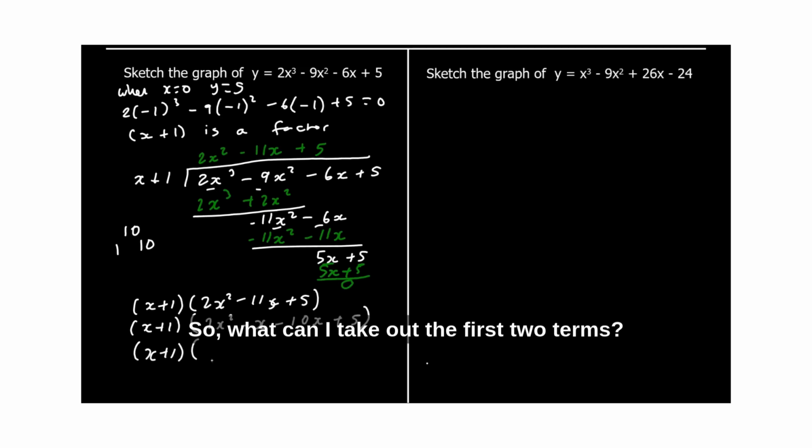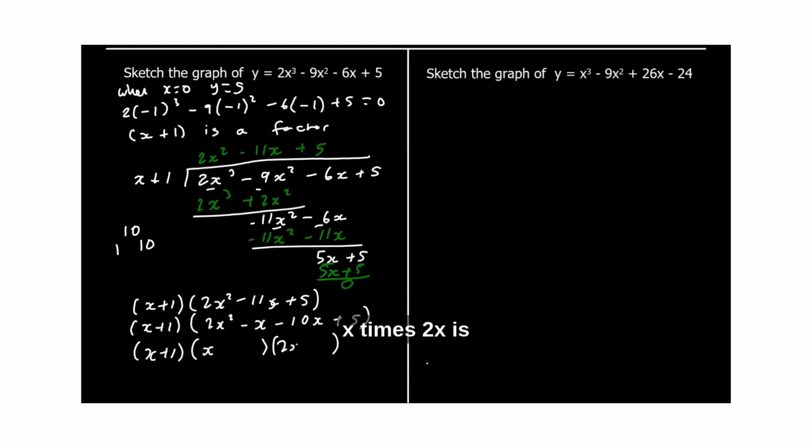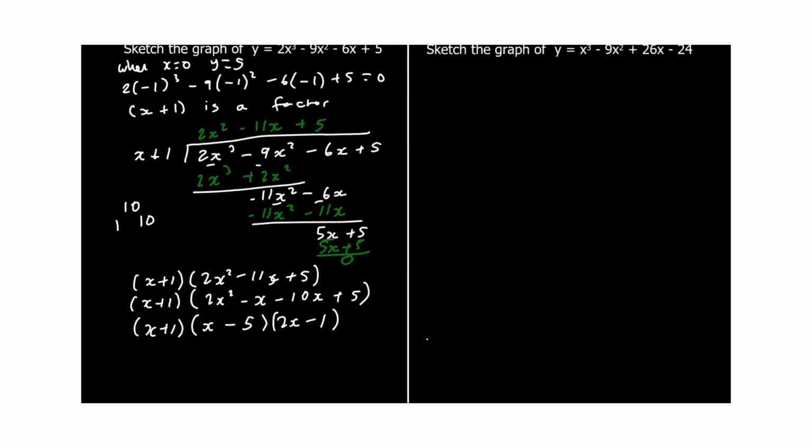So what can I take out of the first two terms? They've both got an x in them. So x comes out. x is the first term in the first bracket. x times 2x is 2x squared. x times negative 1 is minus x. Negative 5 times 2x is negative 10x. And negative 5 times negative 1 is 5.